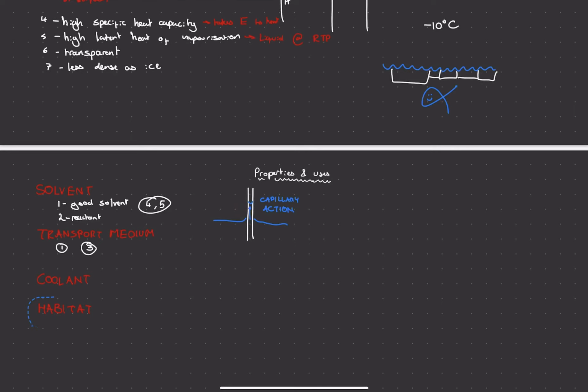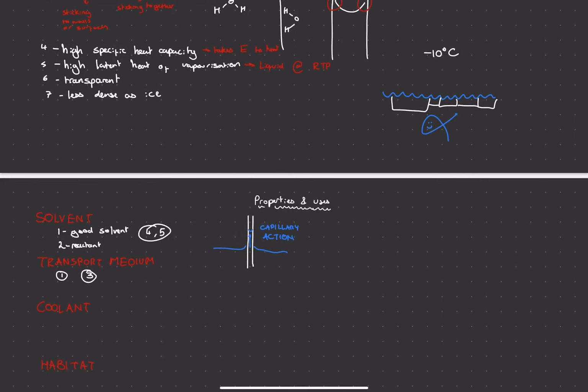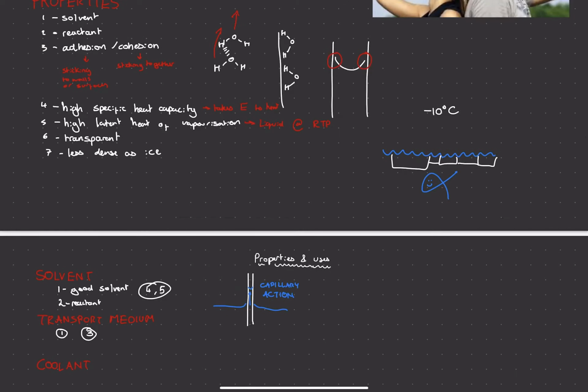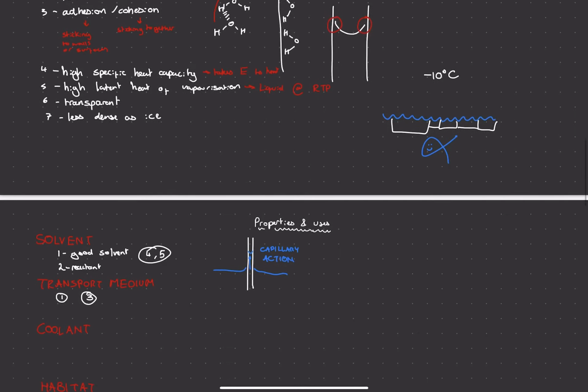Okay, so next up we've got water. Oh, sorry. I'm not quite done with water as a transport medium. So carrying on, going through the list. It's useful that water has a high specific heat capacity and a high latent heat of vaporization, because you don't want your transport medium to start evaporating on you.